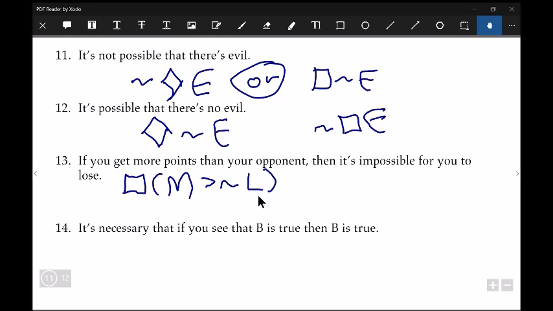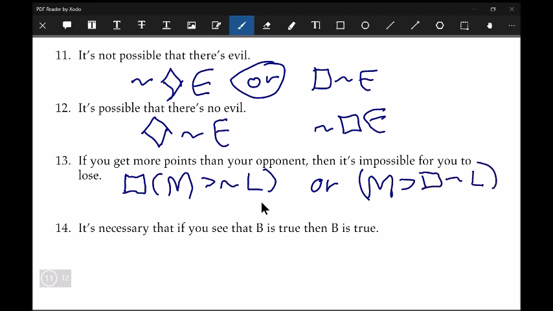Whether you get more points or not might be a matter of chance, or could happen either way. Maybe you could lose, you could win. What's necessary, though, is the connection between the parts. Necessary that if you get more points, then you don't lose. Or the alternative form is if you get more points, then it's necessary that you don't lose. And instead of necessary that you don't lose, you could say not possible lose. And this one would take away your free will, actually.